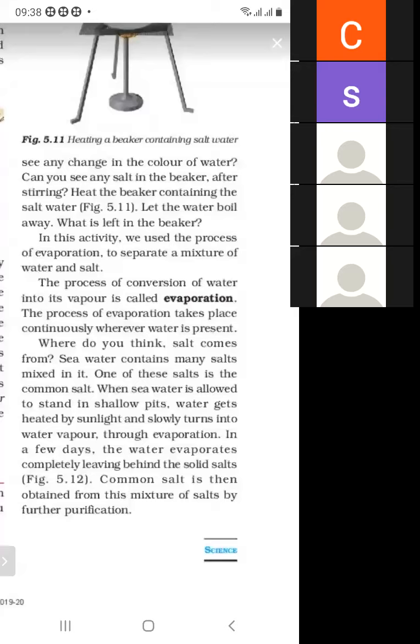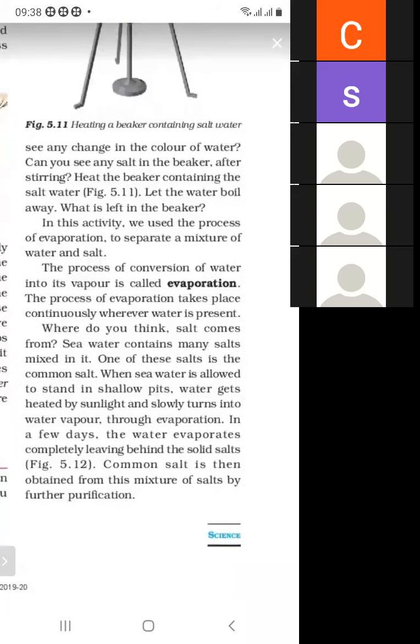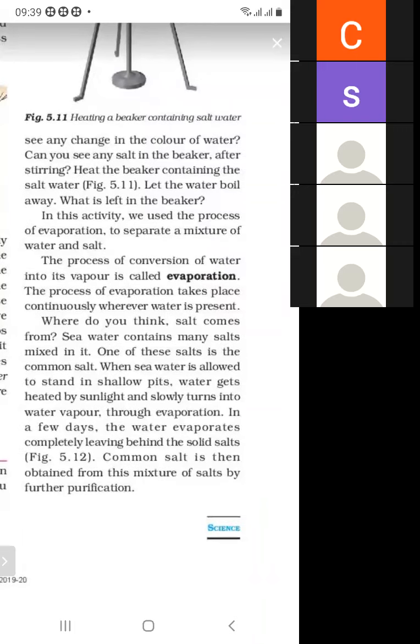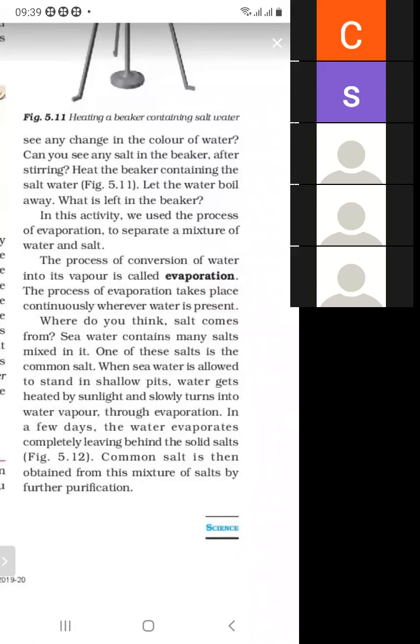As we know, seawater contains many salts mixed in it, and one of these salts is the common salt. So the salt we use in daily life comes from the seawater. When seawater is allowed to stand in shallow pits, the water gets heated by the sunlight.